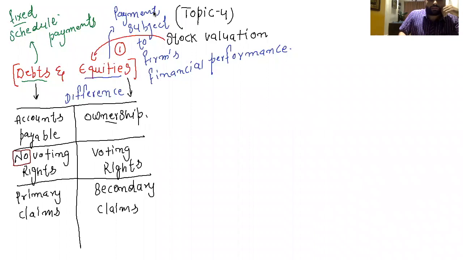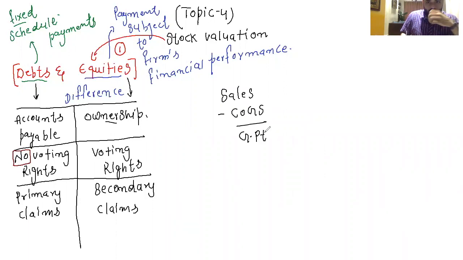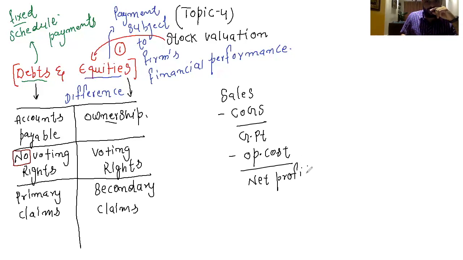So, we have sales minus cost of goods sold is a gross profit or gross loss, minus operating cost. Operating cost means marketing, advertising, and so on. So gross profit minus operating cost is a net profit, or we call it operating profit. Better I say operating profit. So for example, profit, not loss.